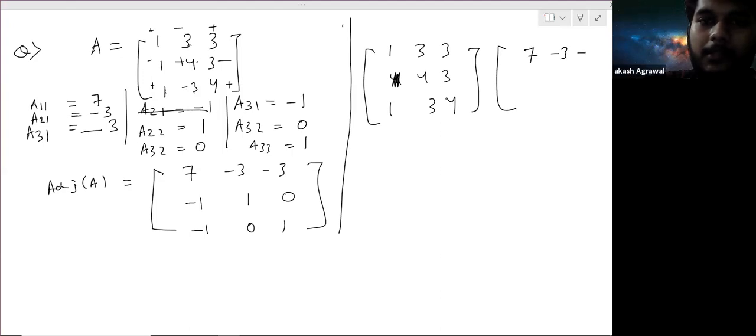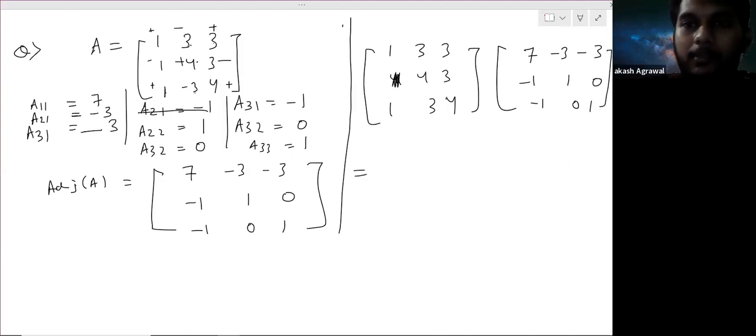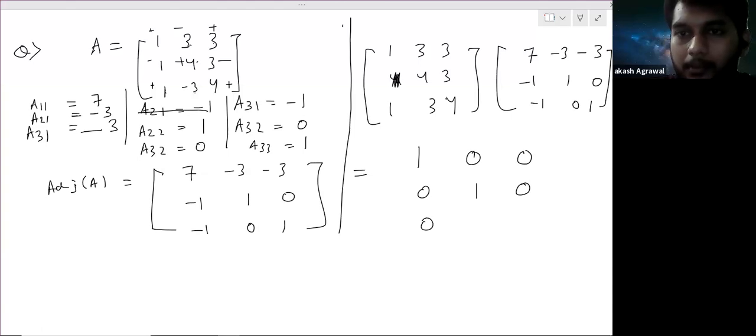133, 143, 134 into 7 minus 3, minus 3, minus 1, 10, minus 10. Okay. Directly मैं add कर देता हूँ, 7 minus 3 minus 3 तो ये 1 आ गया. ठीक है, minus 3 and 3 is 0. 3 into 0 is 0. ठीक है, 1 into minus 3 is minus 3, 0 plus 3, this is also 0. ठीक है, 7 minus 4 minus 3 तो ये 0. Minus 3 plus 4, 1 and 0, this is 1. Minus 3, 0 and 3 is 0. 7 minus 3 minus 4, 0 minus 3, 3, 0, 4 into 0, 0 minus 3, 0 and 4, 1.